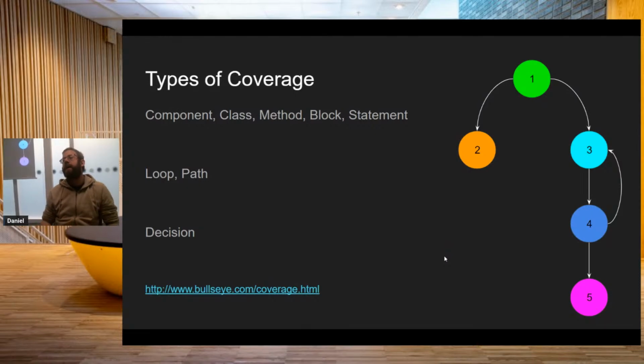Okay, there are many different types of coverage. So we can have different granularities of coverage. So we can say that this component has been used during test, this class has been used during test, this method has been used during test. There's also something called block coverage, which is that if we have a block of code, it is all statements of the code that are always run together.